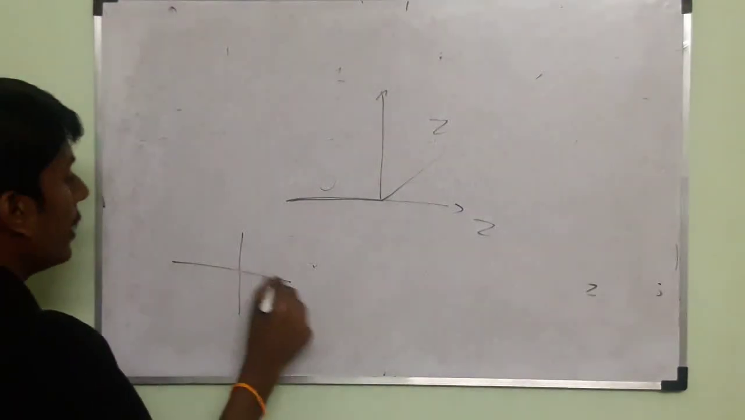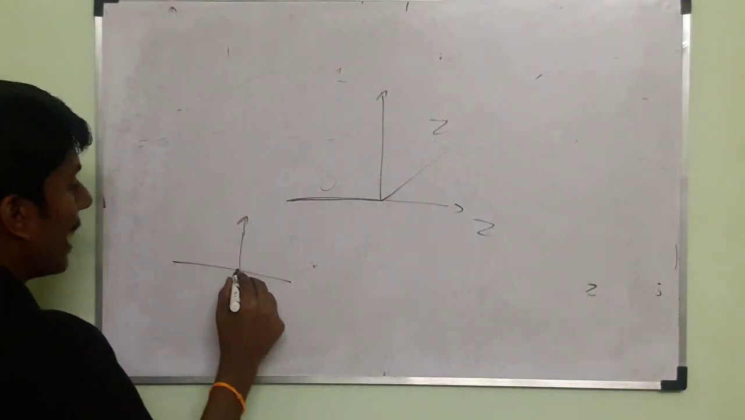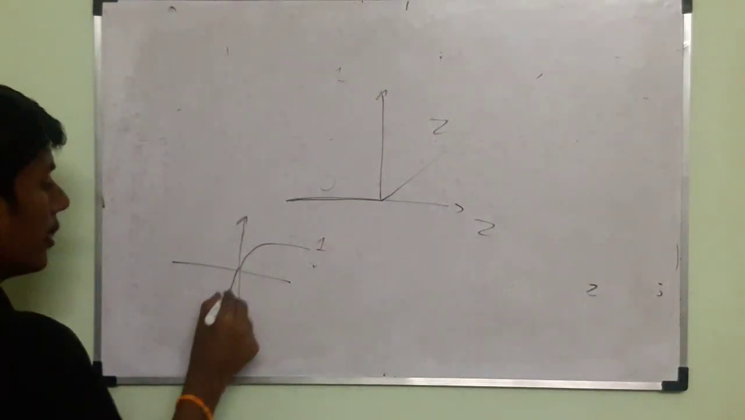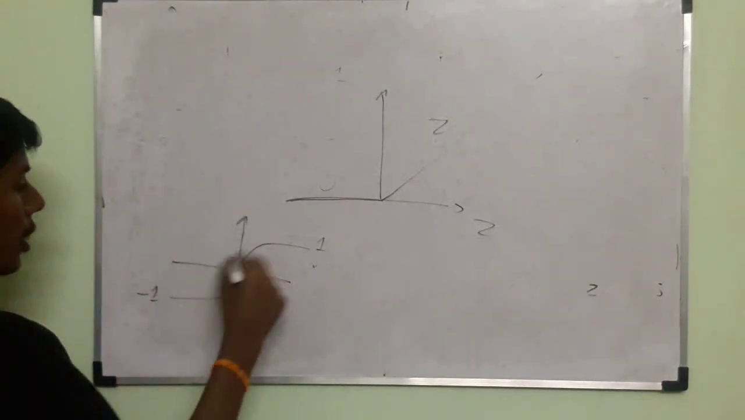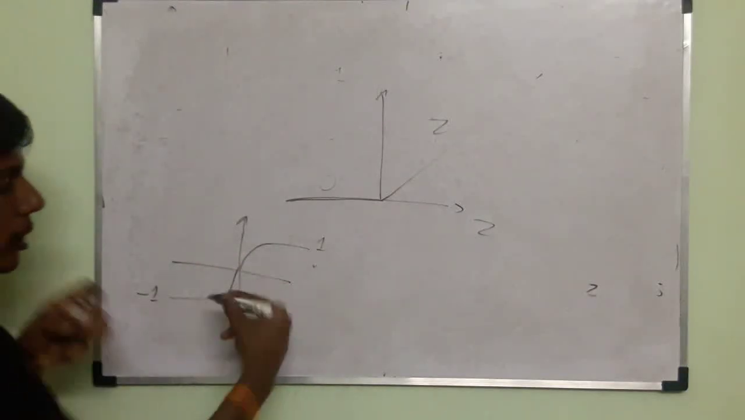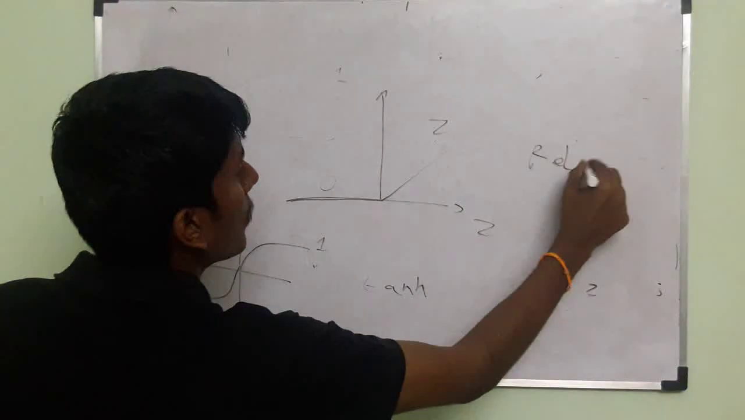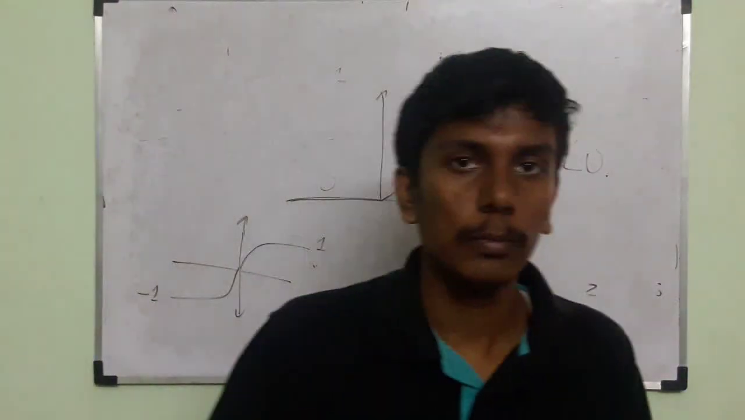And another one which can be used is tanh. So instead of giving 1 and 0, it will be giving plus 1 and minus 1, and also give values between plus 1 and minus 1. That is called tanh, and this is called ReLU. So now let's move on to the demo.